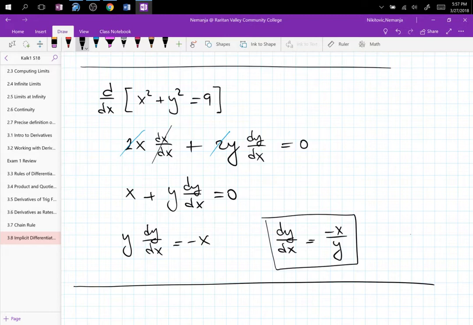It's infinity. How about (0, 3)? Well, (0, 3) is on top of the circle. If you look at the tangent line, it's horizontal, and what you have over here is going to be 0 over 3. Well, 0 over 3 is 0, and we know that the slope of the tangent line is 0.